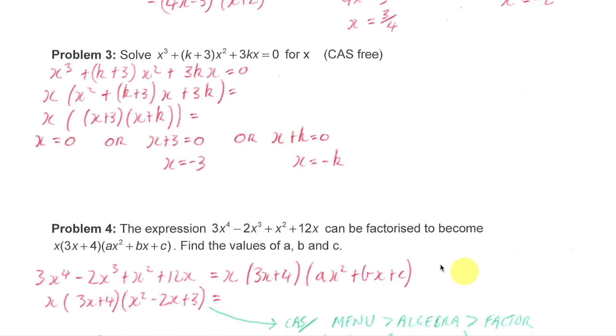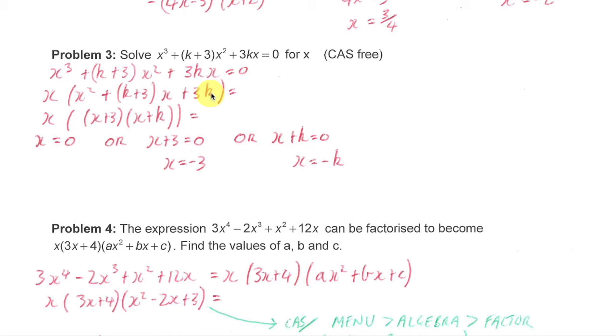Problem 3, this is CAS-free. I've got x cubed plus the coefficient k plus 3 times x squared, so this k is an unknown number, plus 3 lots of kx equaling 0. We need to factorise that. So what's common to all of these terms is x. So I take out x to begin with. Now I've got x squared plus the coefficient k plus 3, lots of x, plus 3 lots of k.